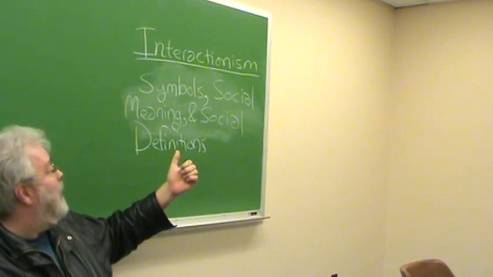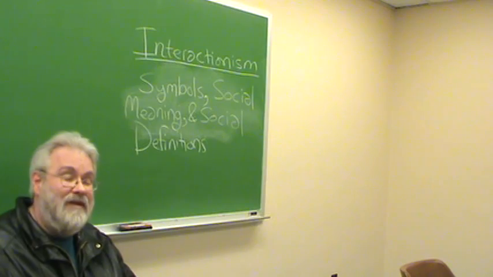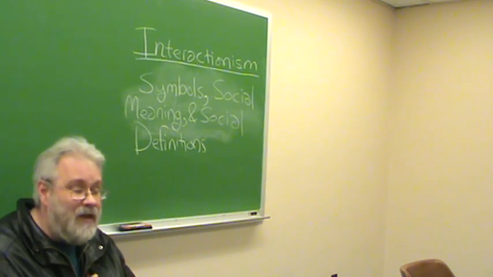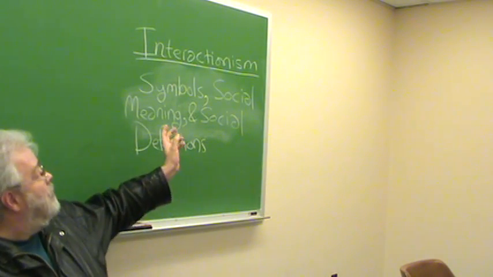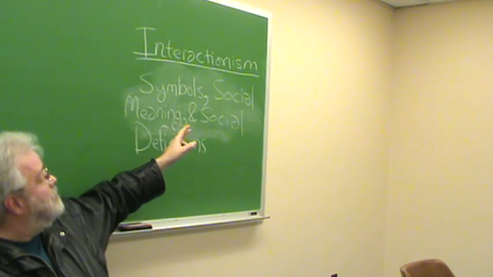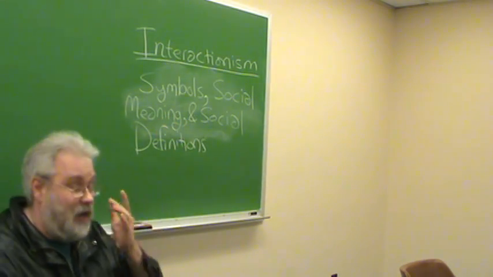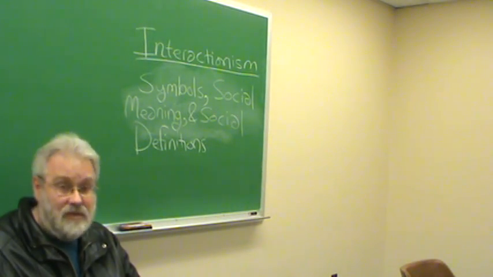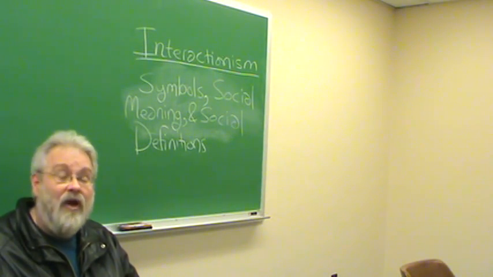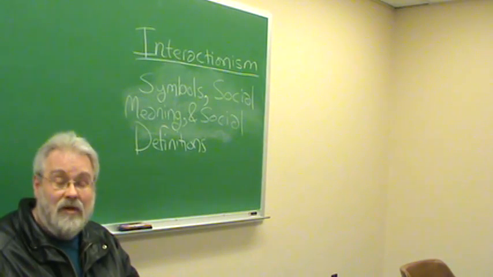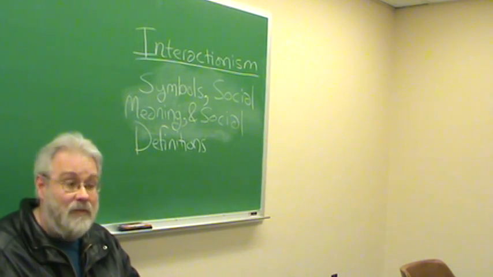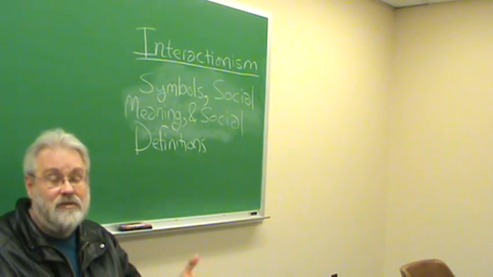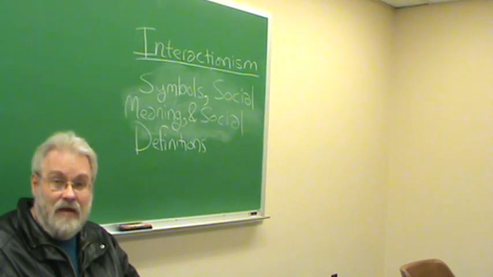The reason I mention that now here is those methods become, I think, a little easier to understand when you understand this huge emphasis on symbols, social meaning, and social definitions. If you're going to understand the culture of a group, its symbols, meanings, and so forth, how are you going to learn it? Well, presumably you're going to learn it by interacting with them, becoming one with them, learning their rituals, their symbols, and so forth, doing it firsthand.